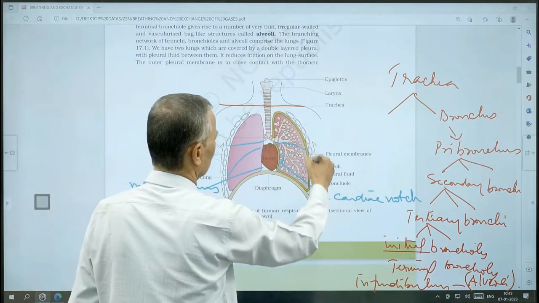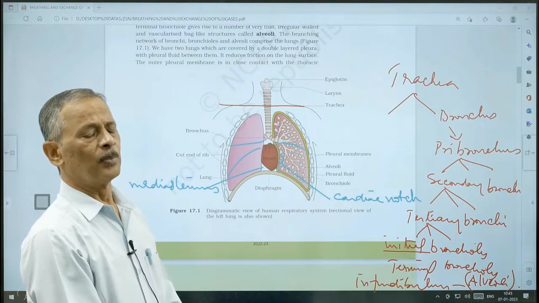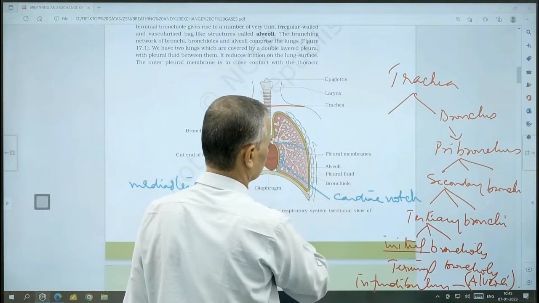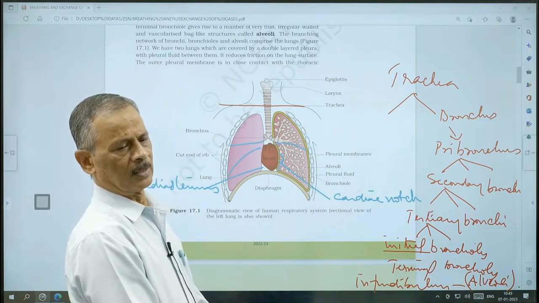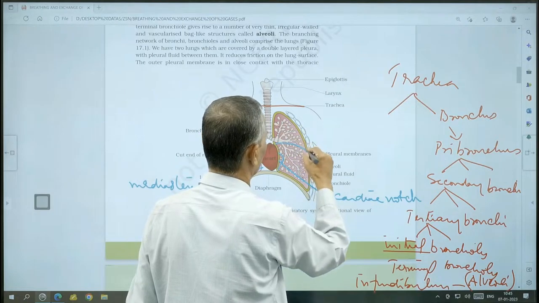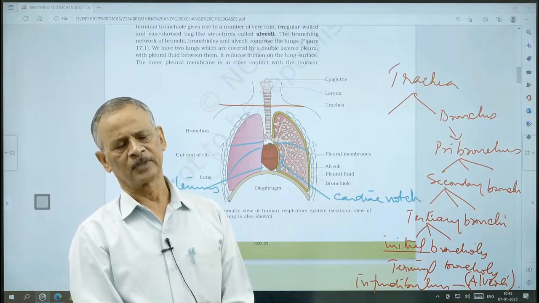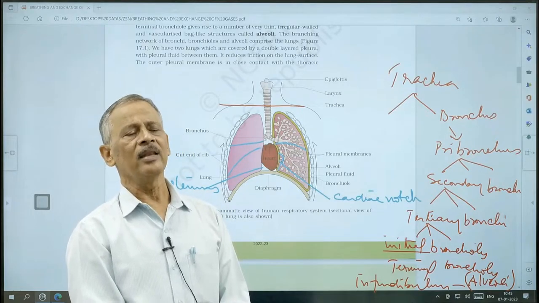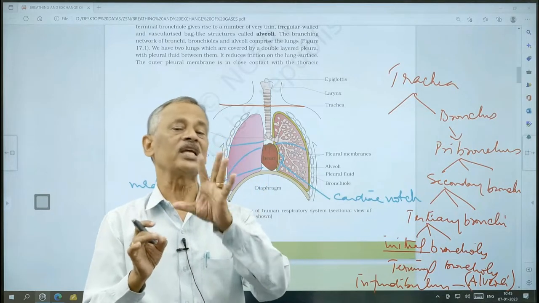The lung is covered by a double-layered pleural membrane. The pleural membrane has an outer tough layer and an inner serous layer, and it secretes a small amount of fluid that accumulates in the gap in between. That fluid is called pleural fluid. In between the two layers of the pleura, this pleural fluid will be remaining, and this pleural membrane and fluid will make the movement of the lungs friction free.